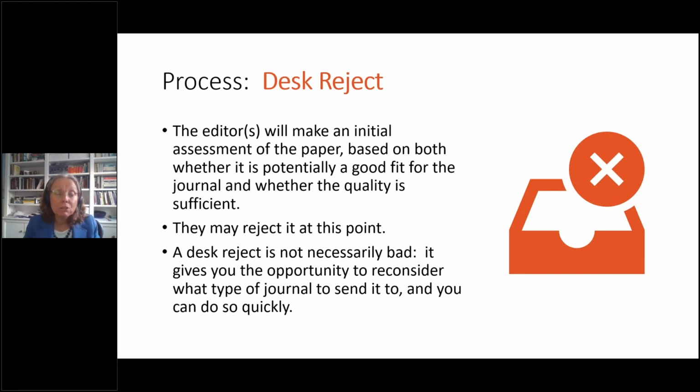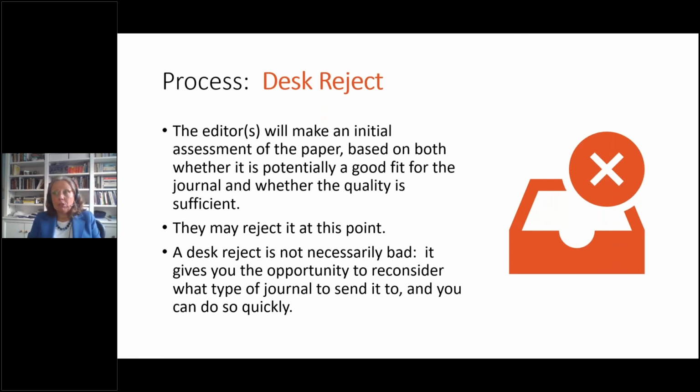I think it's really important to remember that a desk reject is not necessarily bad. It's a quick answer. You usually get it sometimes within a day or two, sometimes within a week or two. But it gives you the opportunity to really think about, well, I haven't framed this paper correctly. Sometimes I've had papers where I've sent them to a more policy-oriented journal, and they've come back and said, this is interesting, but it's not a policy journal. So it gives you the opportunity to turn it around and do something else with it fairly quickly, and find a better fit for it at that stage.